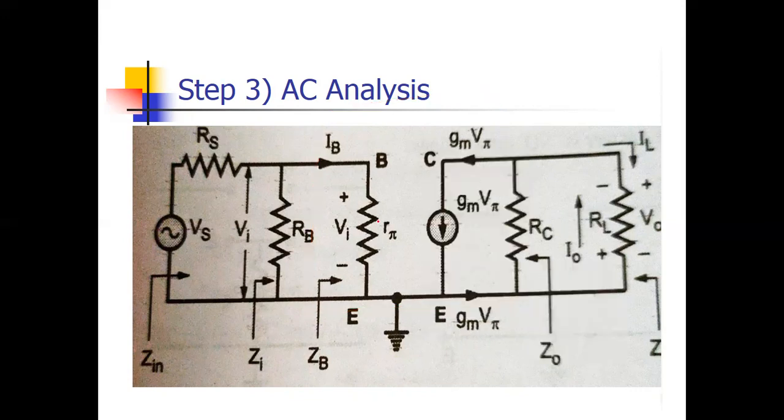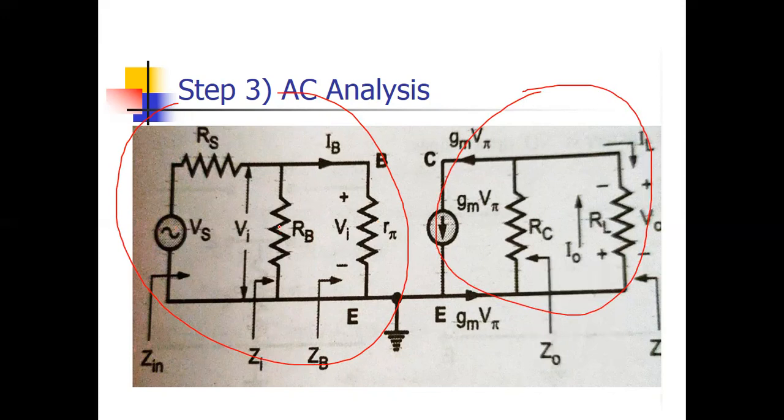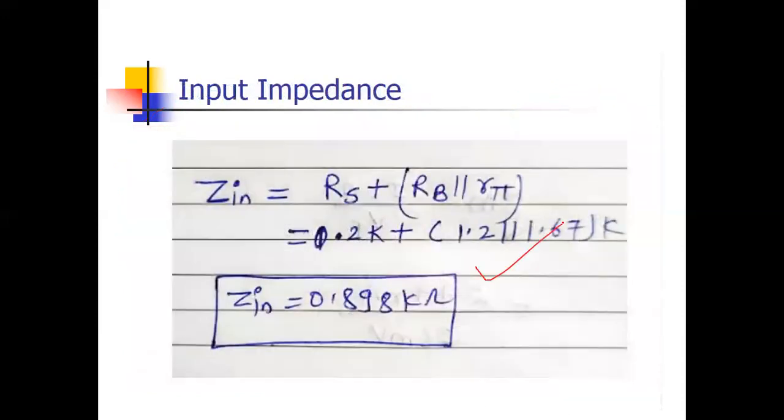Now first is input impedance. What is input impedance? It is not asked in the question, but it can be asked. Input impedance, or input resistance, means the equivalent resistance at the input side. This is your input side and this is your output side. If you check the input side, what is the equivalent resistance? Both resistances are in parallel, then in series with RS. You can write RS plus RB parallel R pi. Again, listen carefully, RS plus RB parallel R pi. So this is our input resistance. Substitute all the values, you will calculate the Z in.